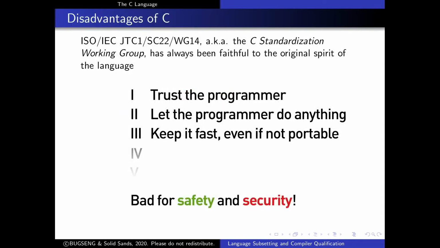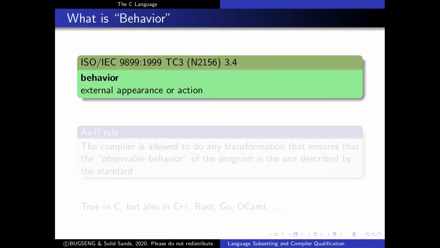However, the original spirit of C that WG14 keeps alive hasn't changed much, and it can be summarized into these commandments like trust the programmer, let the programmer do anything, and speed is more important than portability, and so on. And as you know, many of these things are bad for safety and security. So what is the problem?